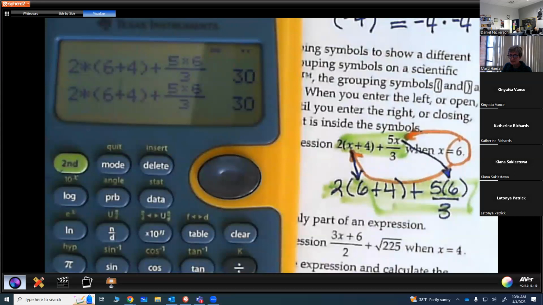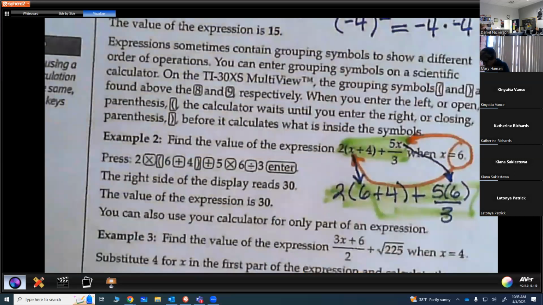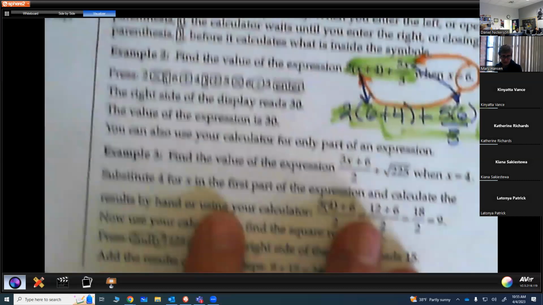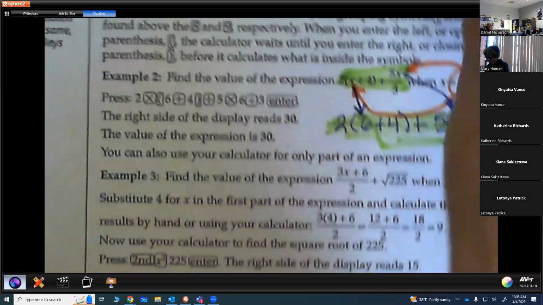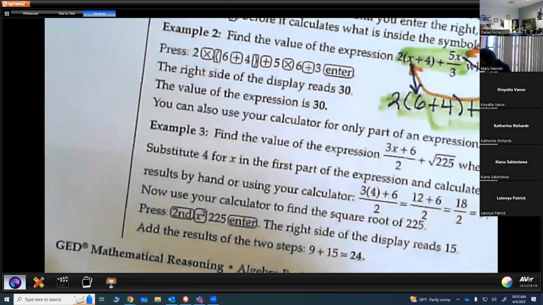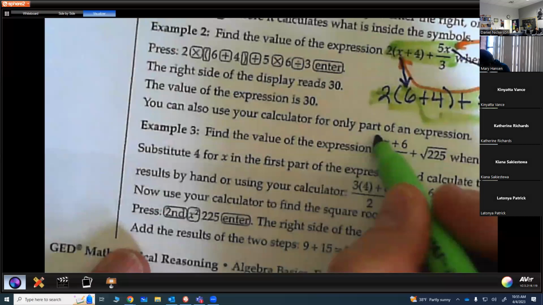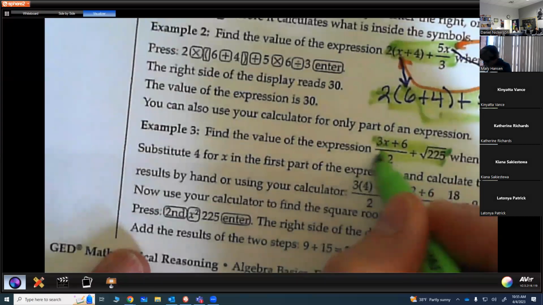And we're back in this packet that we've been in. We're on page 8, and we're working with the calculator. Okay, so now we have a third example. Okay, so here's our expression. Okay, and x is 4.